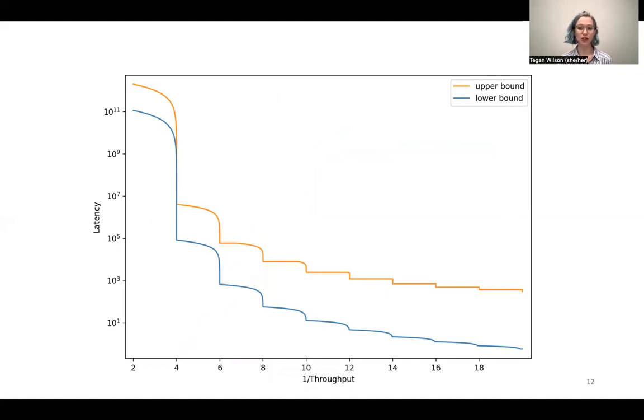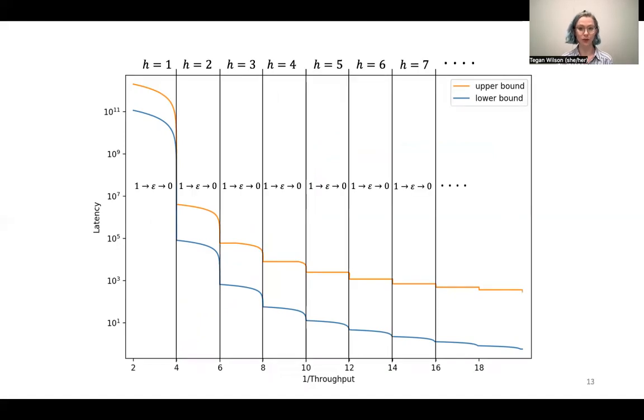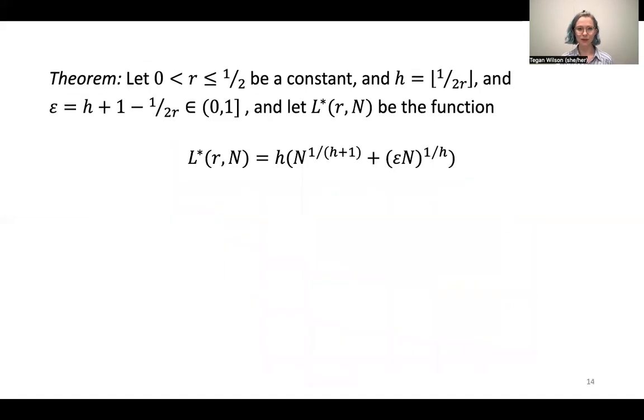Now, to describe the shape of this curve more formally, it's helpful to partition the x-axis in the following way, where we have an h and an epsilon value, and that pair is distinct for every throughput value r. h you can think of as denoting which step we're on in our curved stair steps, and epsilon you can think of as how far along the step we are.